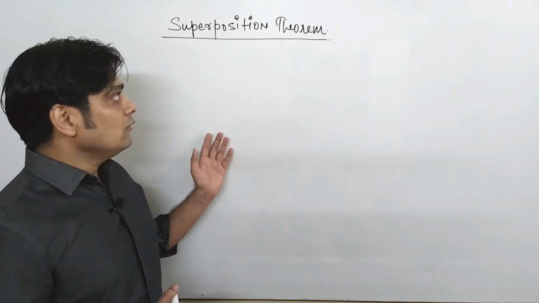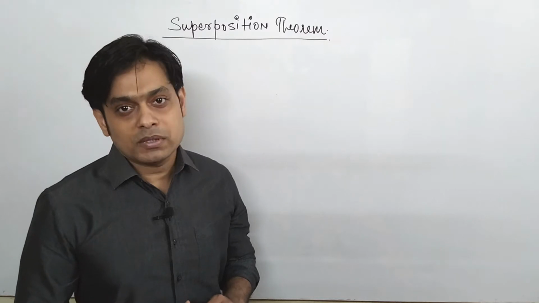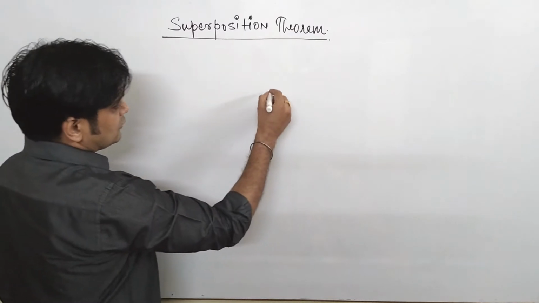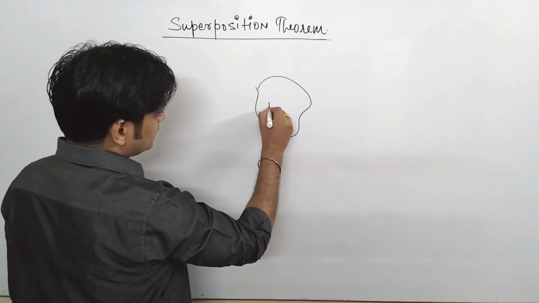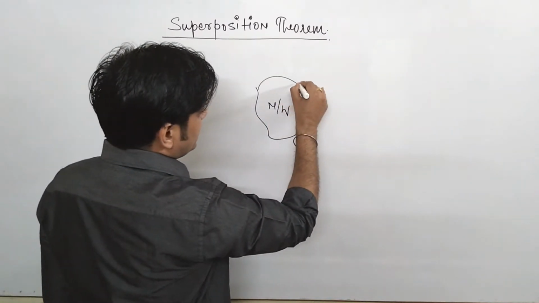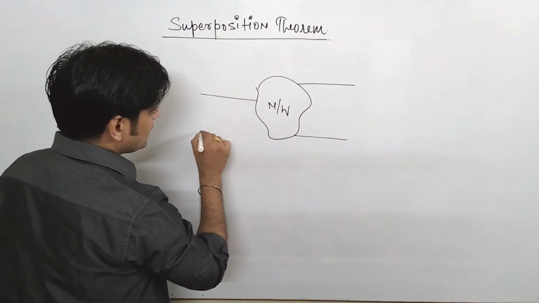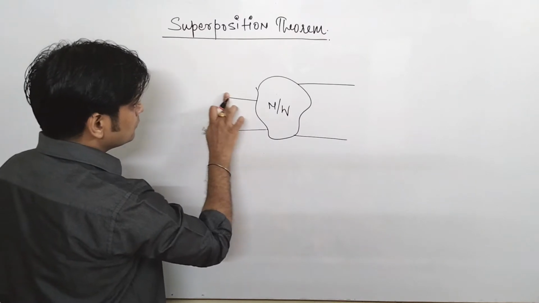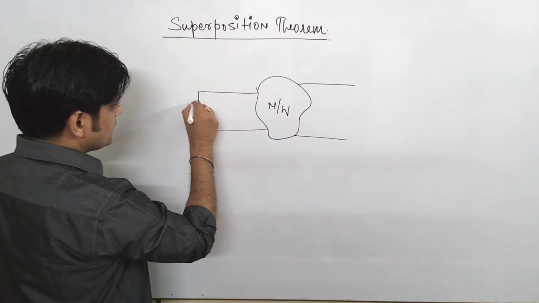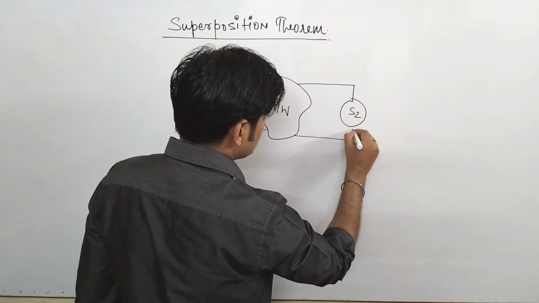Now we start with our next theorem, that is known as superposition theorem. We'll understand what is the concept of superposition theorem. So first of all we'll see that there is a network. This is your network which consists of various elements, and for the time being I am just considering two sources. Say this is source 1, say this is source 2.